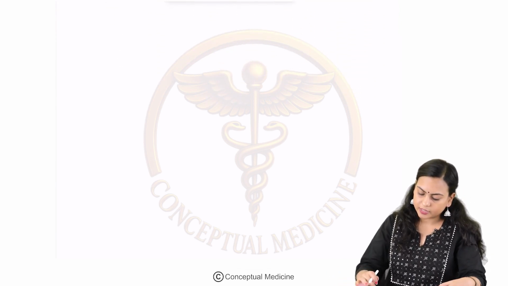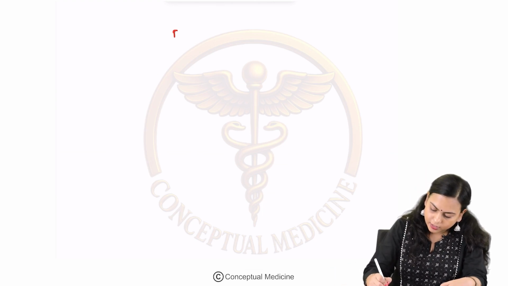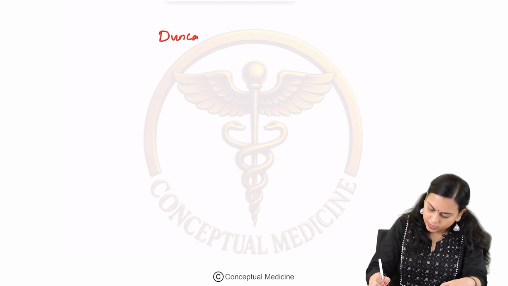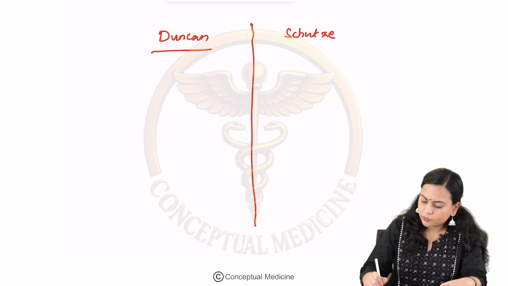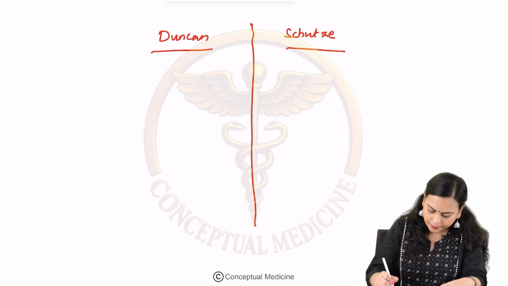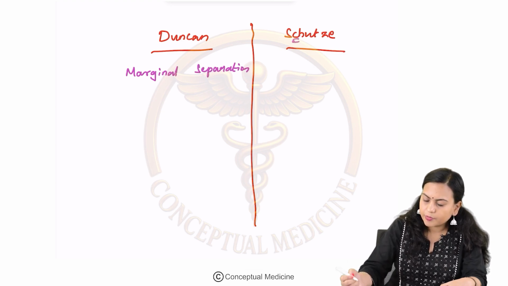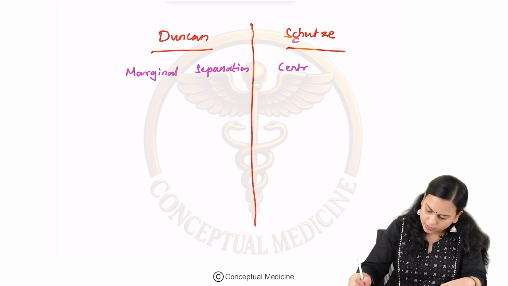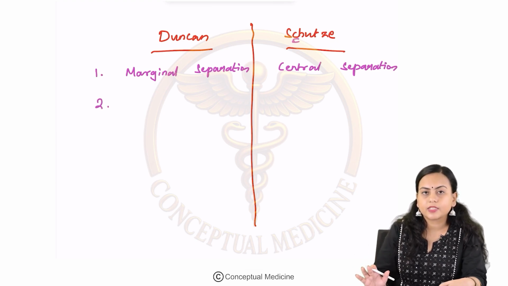Can you understand? Yes. Now, we all know there are 2 methods of placental separation, that is Duncan's method and Schulze method. Okay. We will just revise this in this stage. Okay. So, in Duncan's, there will be marginal separation of placenta, and in Schulze, remember the C. So, it is central separation of placenta.